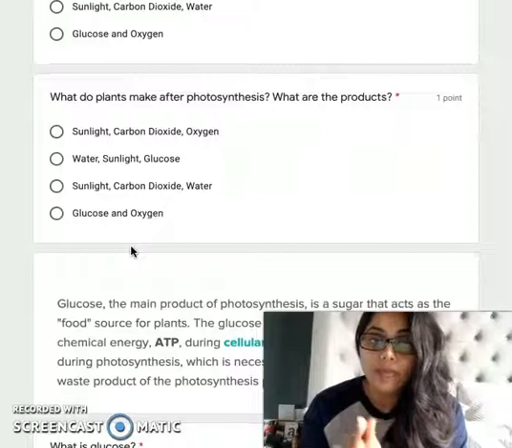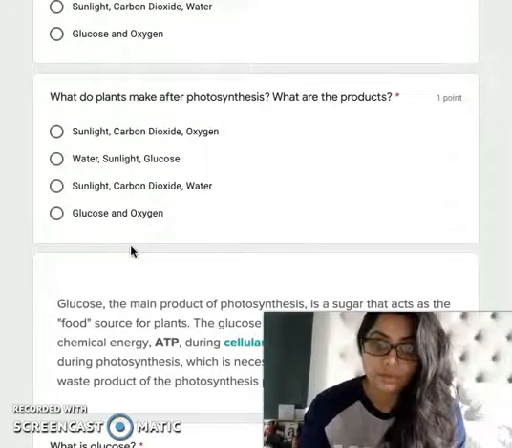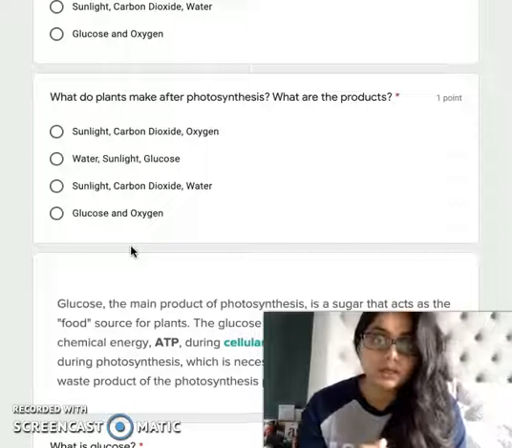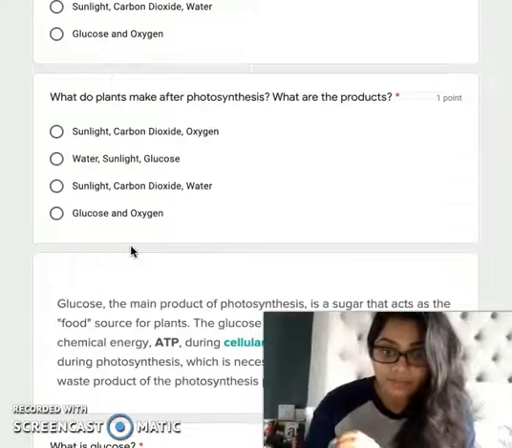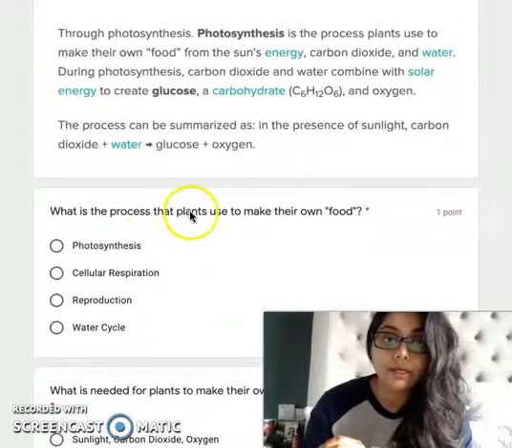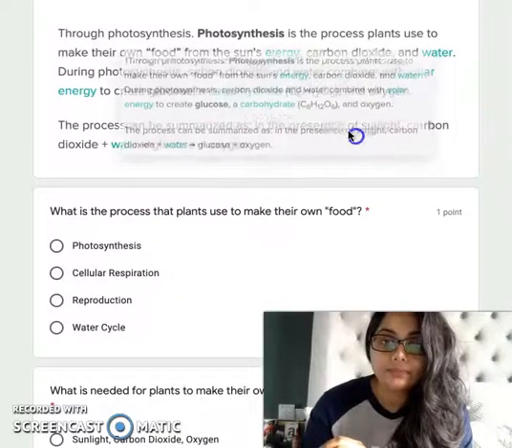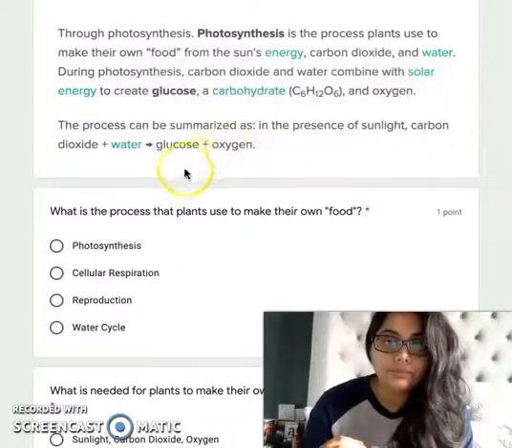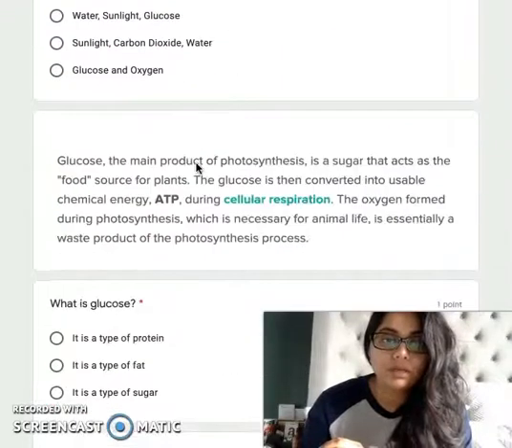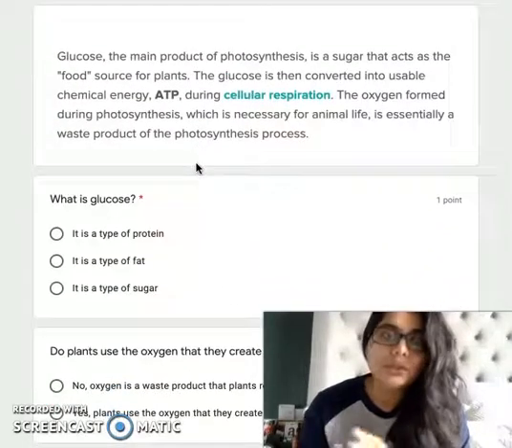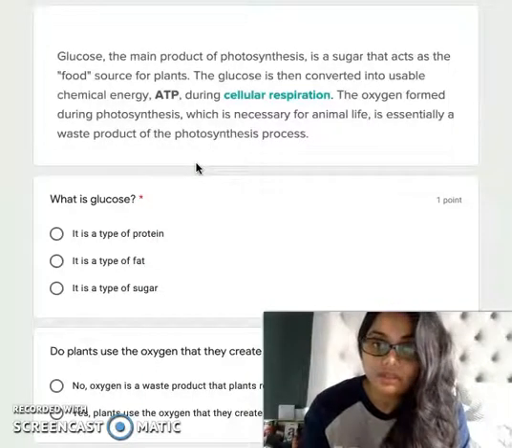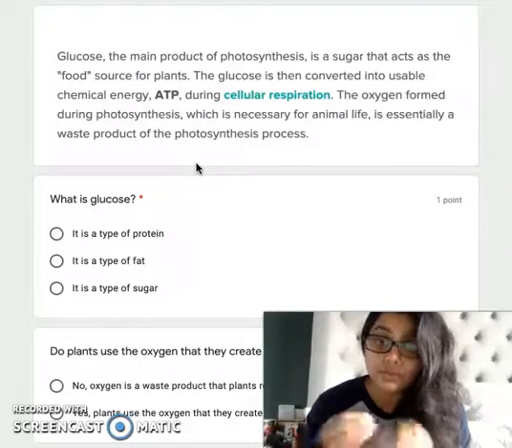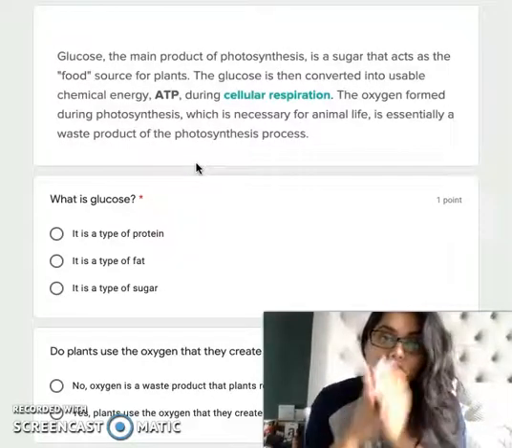What do plants make after going through photosynthesis? So what are your products? Is it sunlight, carbon dioxide, oxygen, water, sunlight, glucose, sunlight, carbon dioxide, and water, or is it glucose and oxygen? Again, if you forgot, go back up here and look at this equation. All right, so what is glucose? Glucose is the main product of photosynthesis. Glucose is a sugar that acts as a food source for plants. So glucose is the food that plants use for energy.